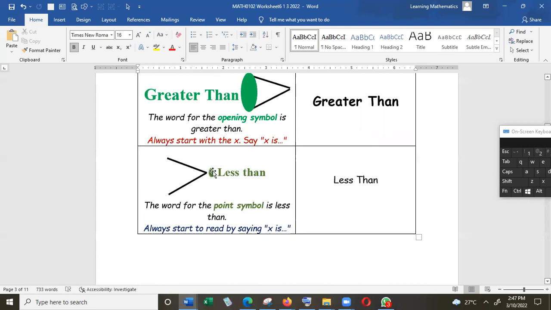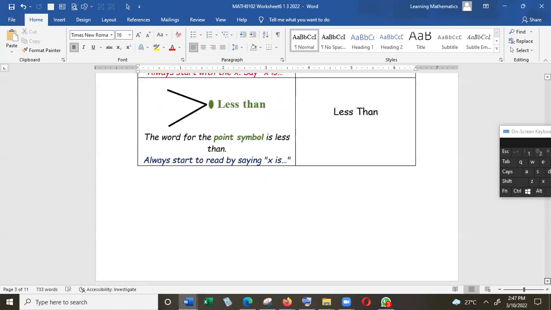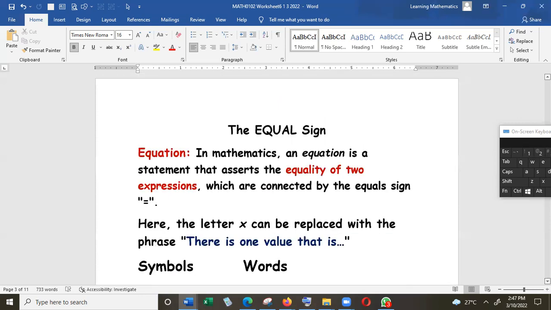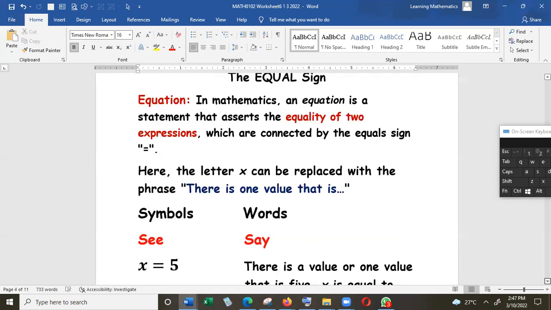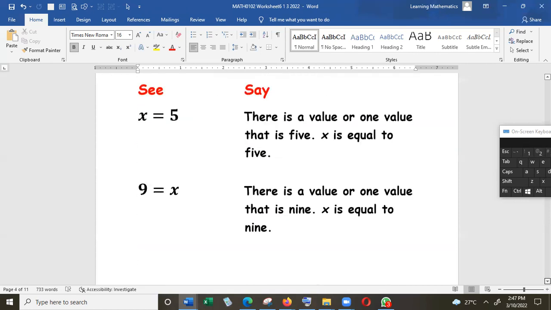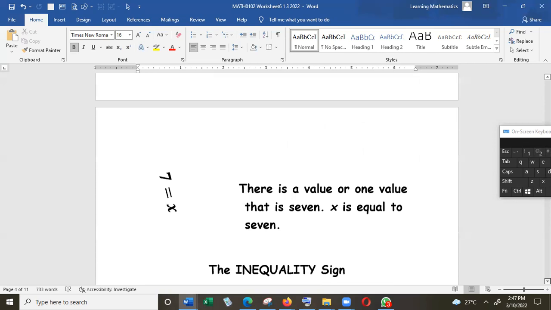So if you are starting from the point, then you'll say less than. The word for the point is less than. Always start by saying X is. So the less than now is the point, not the sign itself. So don't say less than sign or greater than sign, say inequality sign. All right, please bear that in mind. We all know about the equal sign, so we can bypass this.